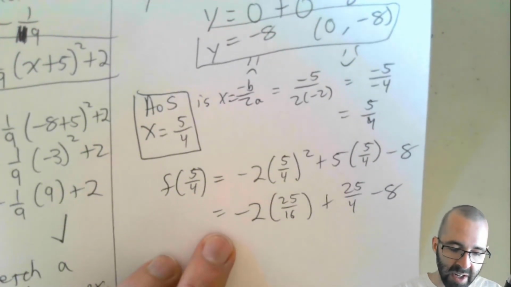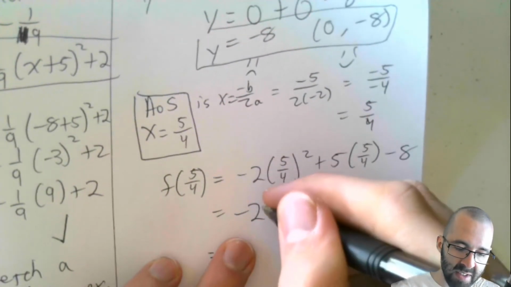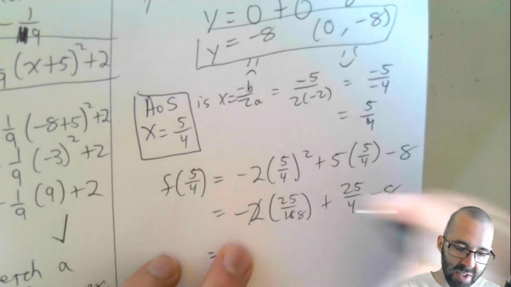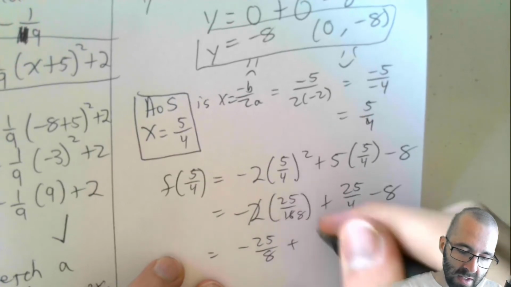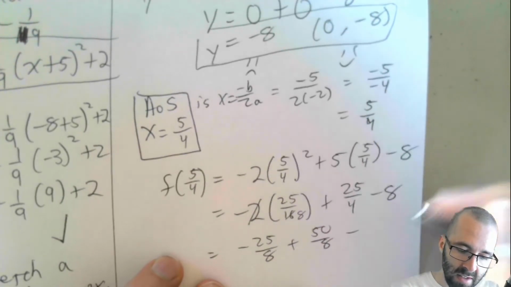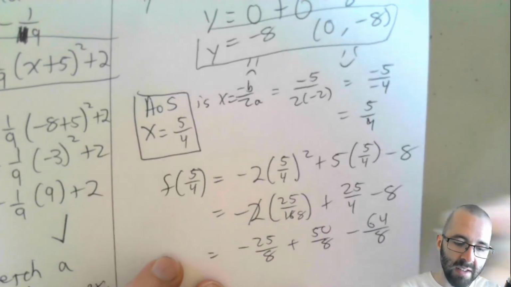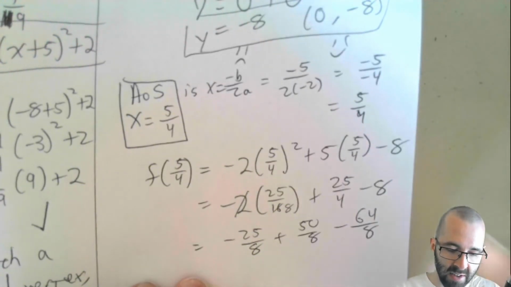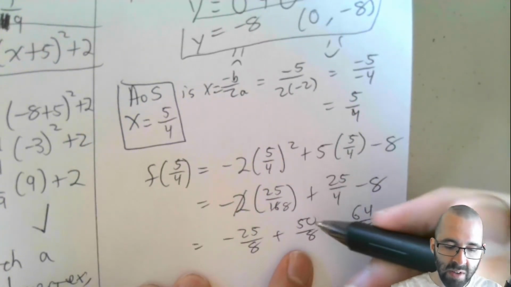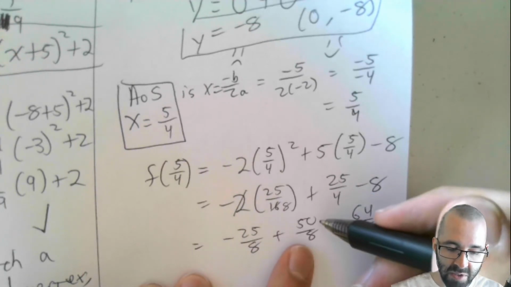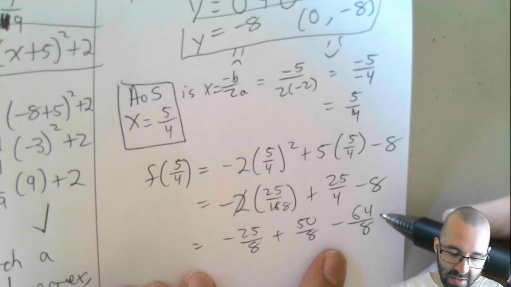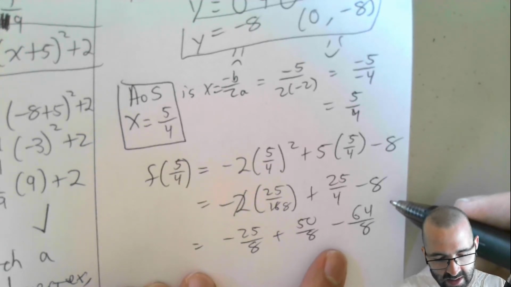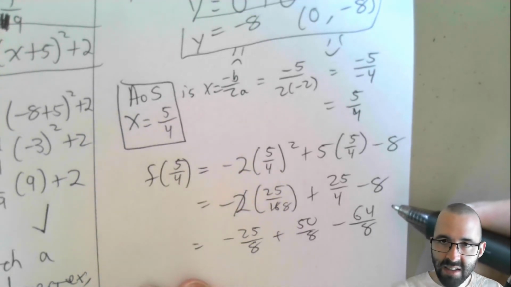We're going to need common denominators. Multiply this out. The 2 cancels. It was an 8. We're going to get -25 over 8. This is 50 over 8. And that's 64 over 8. Let's add these together. Sorry, -25 plus 50 is positive 25. 25 minus 64 is -39.